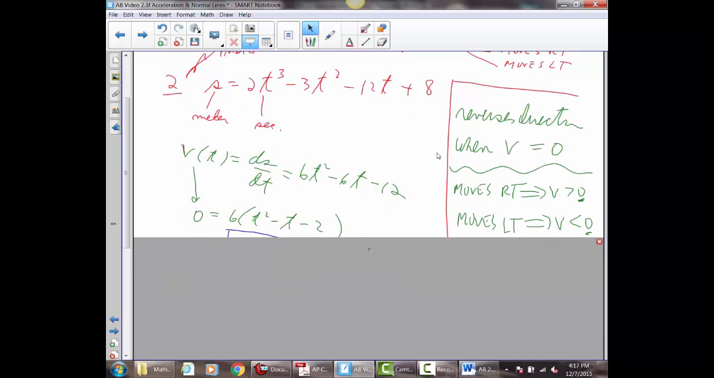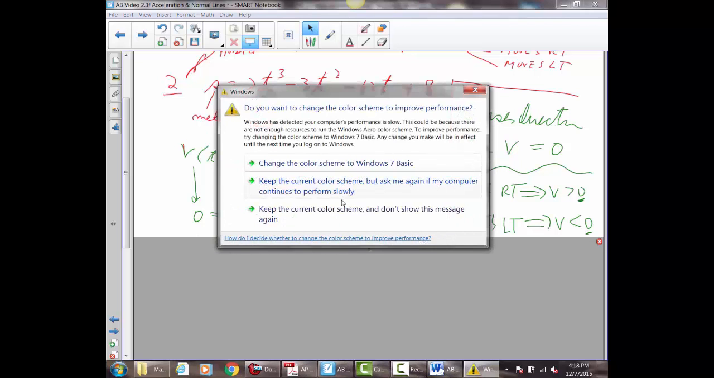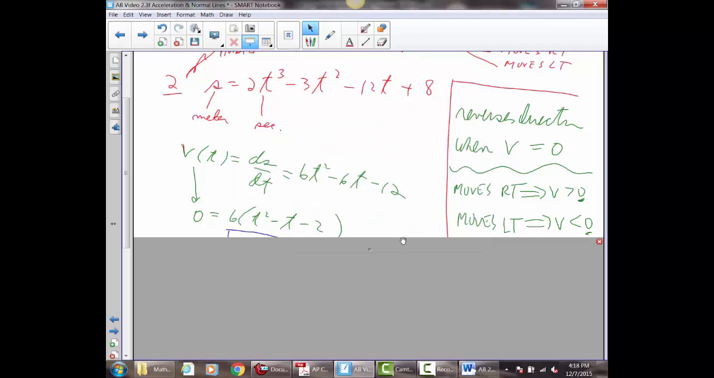Now, you've got to think about this. If an object is traveling along this line right here, and it's going to change directions, it has got to slow down, and for a microsecond, it won't have any velocity at all, and then it'll start backing up and going back in the other direction. So the thing you need to understand is that the object could possibly reverse direction when v is 0. It'll definitely be moving to the right when v is positive and moving to the left when v is negative.